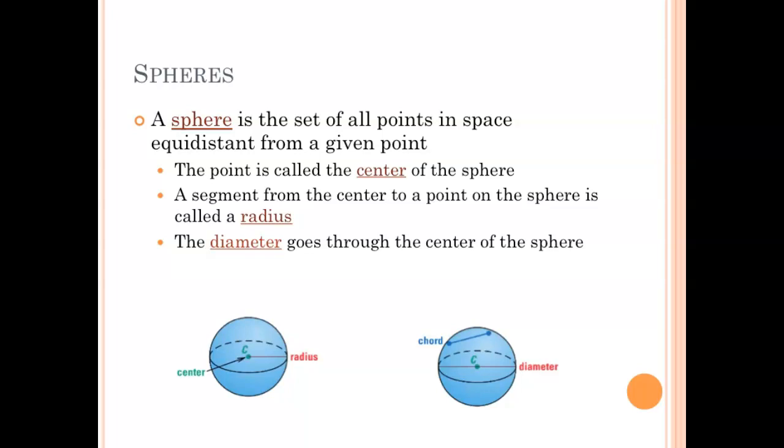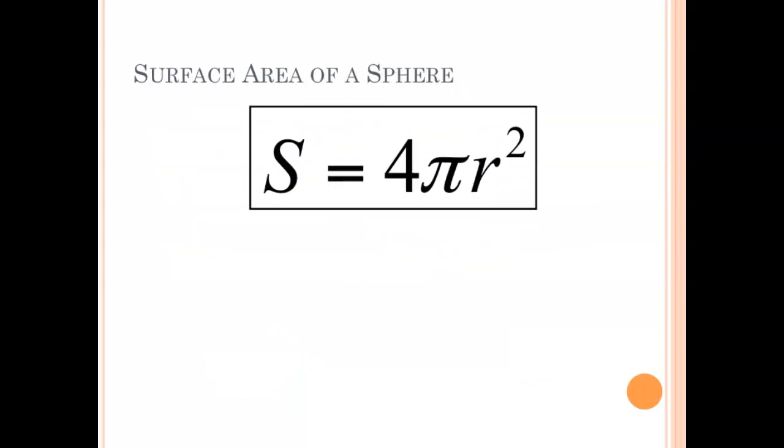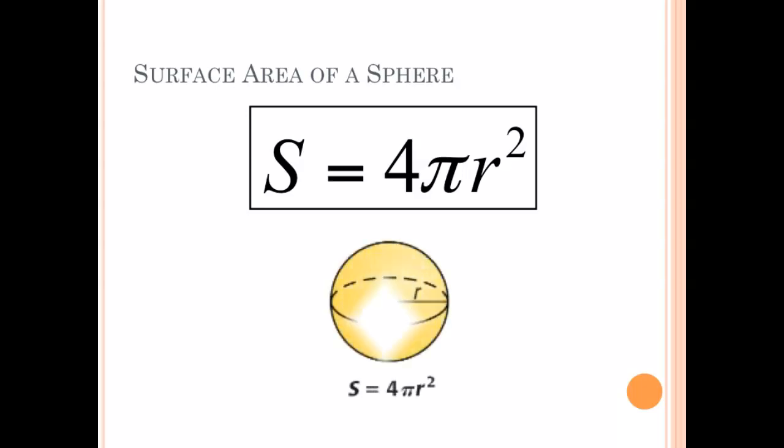Now let's talk about surface area. The surface area of a sphere is given by this formula here, 4 pi r squared. So you only need to know the radius of that sphere, and then you square it and multiply it by 4 pi.